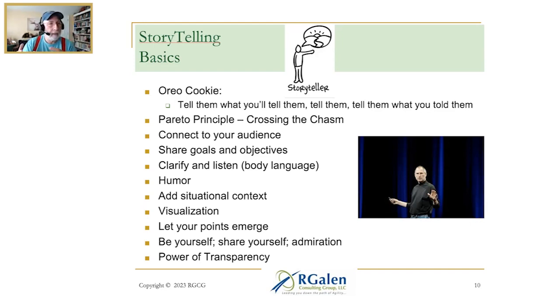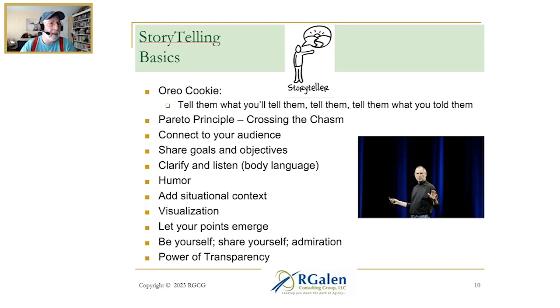Clarify and listen. Watch the body language that's going on. Use humor, if you think you're humorous, to connect. Add situational context. Connect the story to the audience if you can, to something that some people have experienced, particularly if you're in organizational storytelling. You have project examples that are very ripe: success stories, failure stories, rising from the ashes stories that you can reference. And with visualization, like I said, try to paint a picture with your words and with your hands, if you can, to help people visualize.